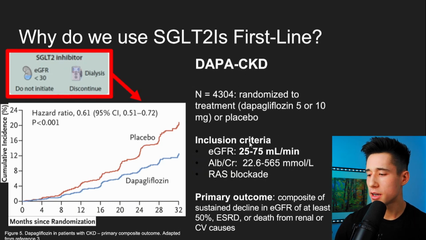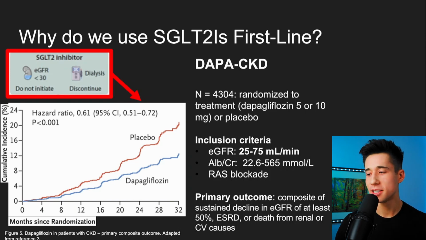So inclusion criteria, GFR 25 to 75, albumin to creatinine ratio. You can see these patients are leaking protein, a lot of protein actually. So that is one of the inclusion criteria. And then RAS blockade as well. So they would be on an angiotensin receptor blocker or an ACE inhibitor. One thing that is not an inclusion criteria is having diabetes. Notice that there. So 1/3 of the patients in the study actually did not even have diabetes. They just had CKD and they were just put in the study anyway. So let's see what happened.